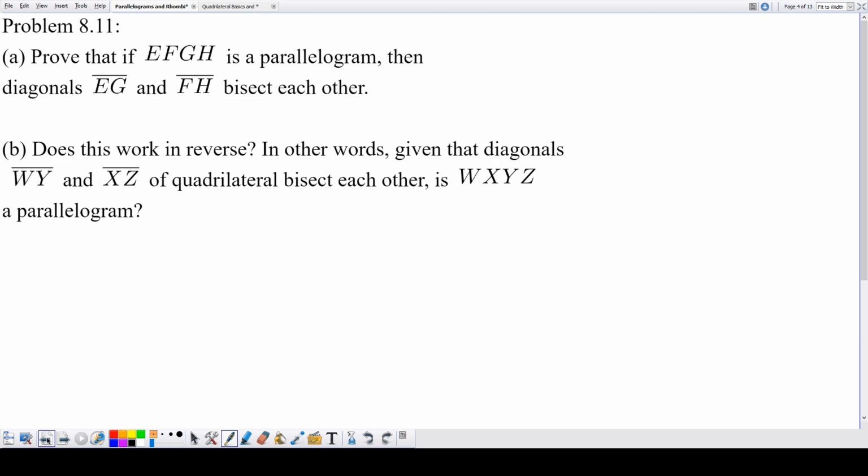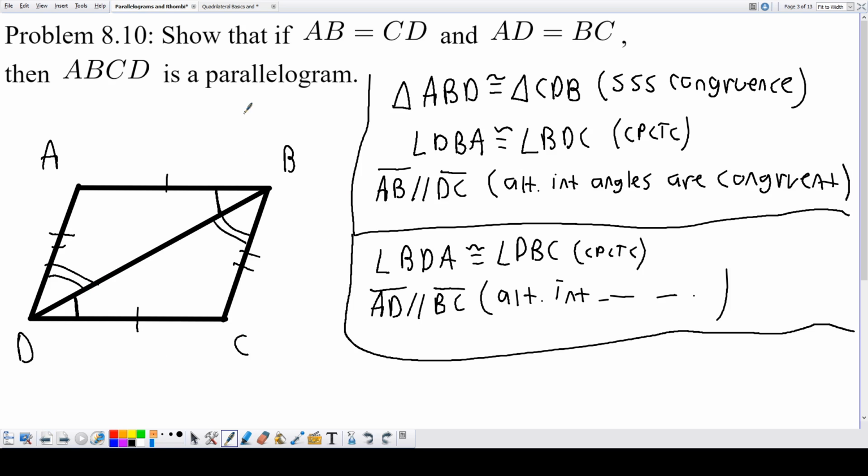So, one thing that we have shown is that if opposite sides are the same, then ABCD must be a parallelogram.